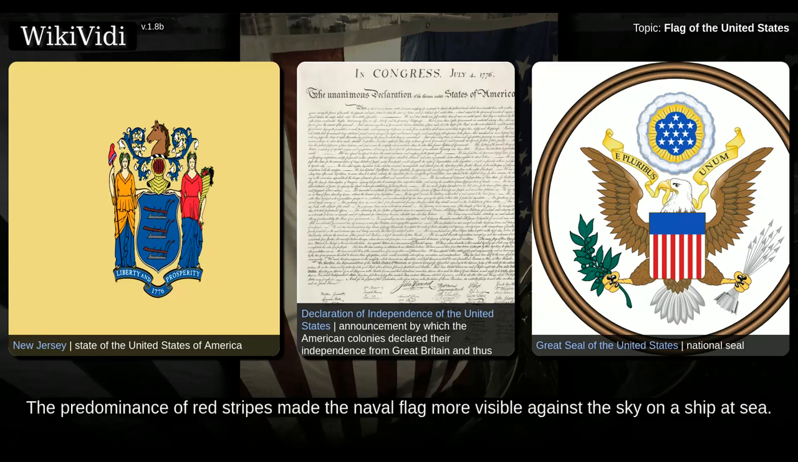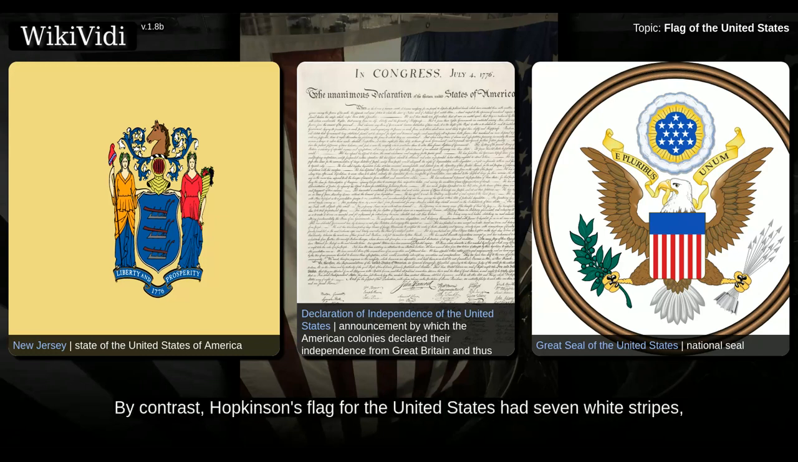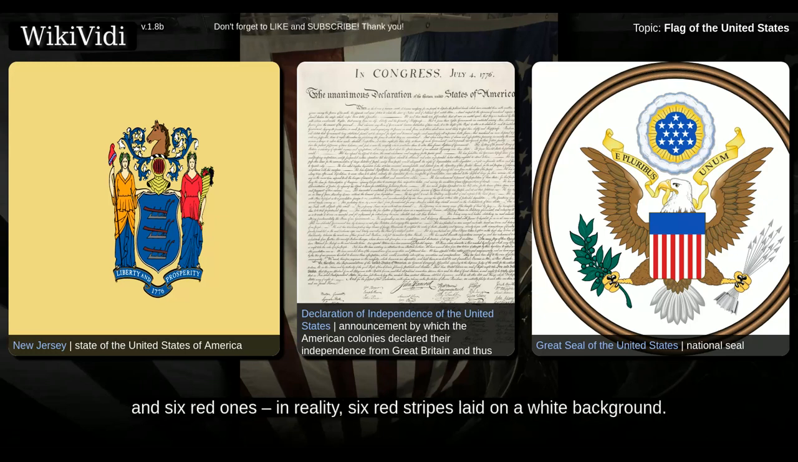The predominance of red stripes made the naval flag more visible against the sky on a ship at sea. By contrast, Hopkinson's flag for the United States had seven white stripes and six red ones. In reality, six red stripes laid on a white background.